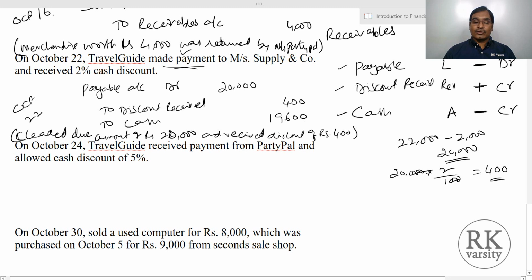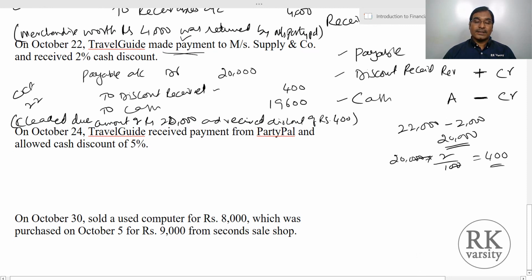So if you sum up this, 19,600 plus 400, this is a 20,000. So this is the discount amount that you received. This particular transaction has three accounts. One is a payable, one is a cash, and second one is a discount.